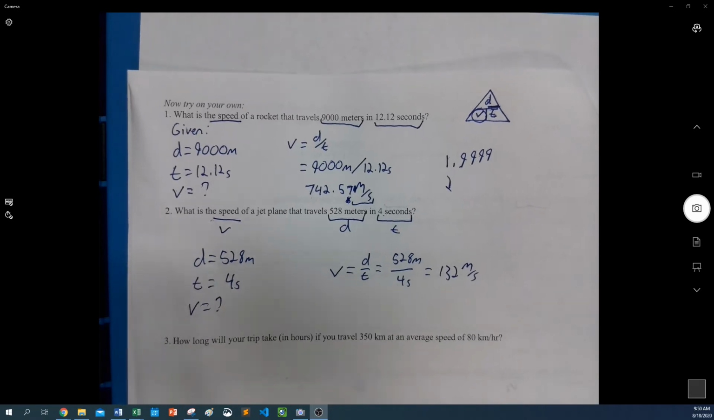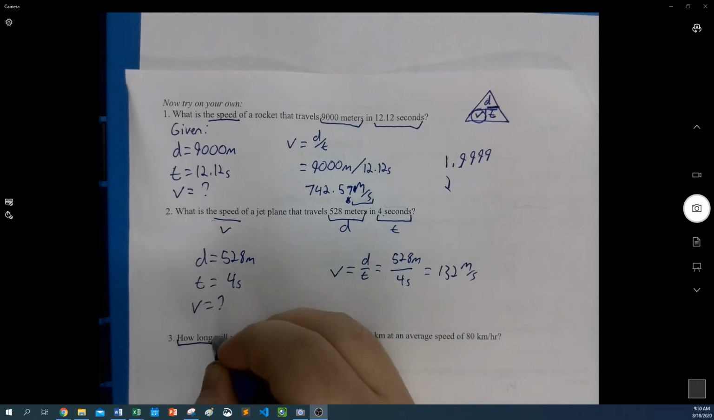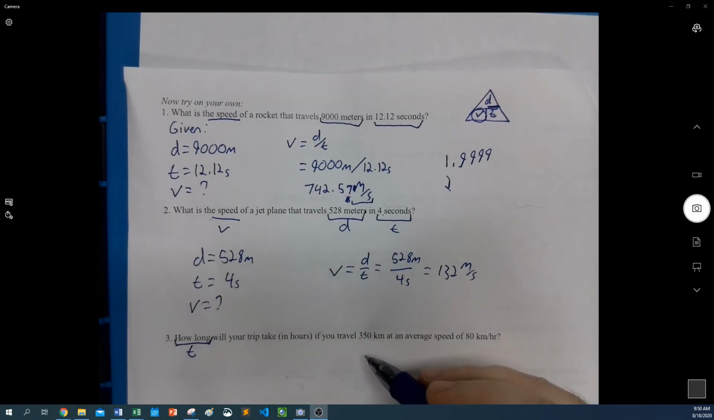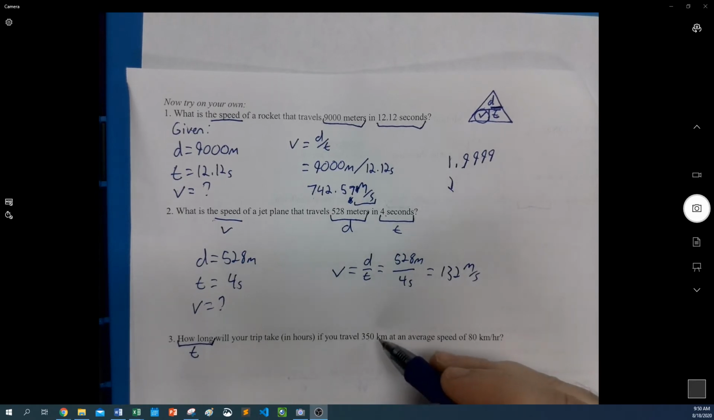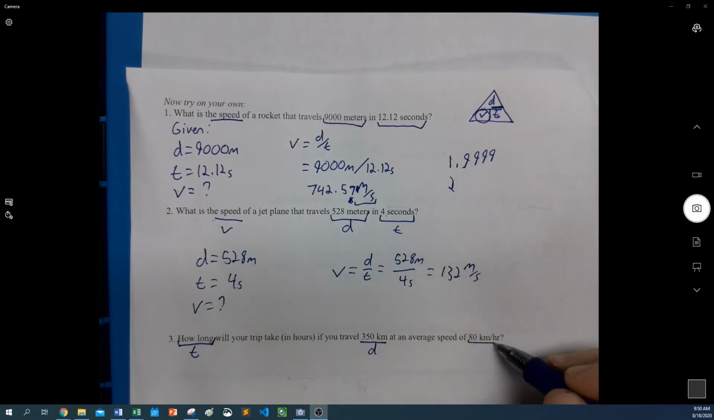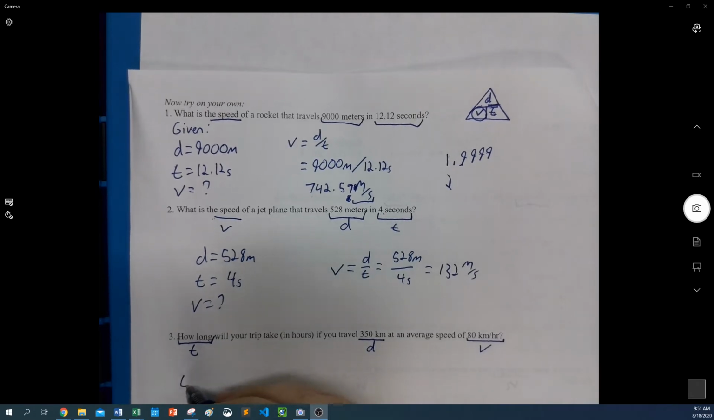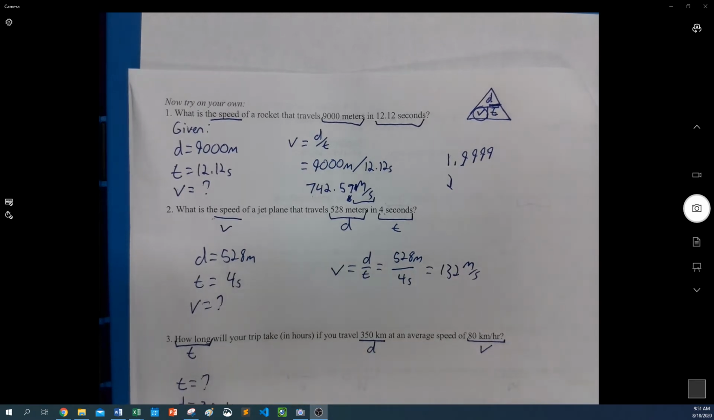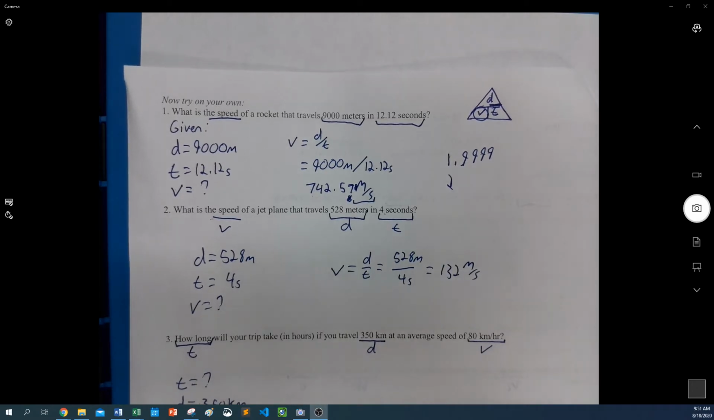So let's break up number 3. It says how long. How long is going to be your time? Will your trip take in hours? If you travel 350 kilometers, so that's your distance, with an average speed of 80 kilometers per hour. So we're looking for time. We're given a distance of 350 kilometers, and our speed is 80 kilometers per hour.